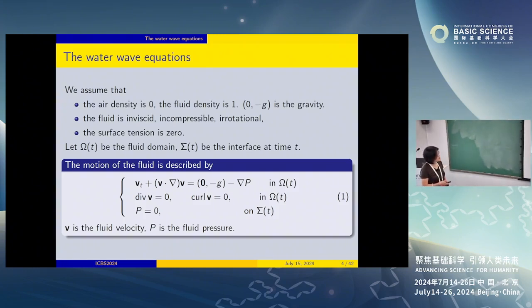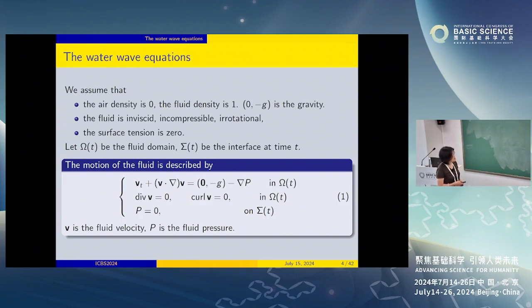So the fluid motion is described by the Euler equation. Here v is velocity, the left-hand side is acceleration, and the density is 1. By Newton's law, density times acceleration equals the force. So the right-hand side is gravity, and p is pressure. p describes the internal force, okay? And this is incompressible, irrotational, and because the surface tension is 0 and the air density is 0, nothing happens on the interface. So the pressure is 0 on the interface.